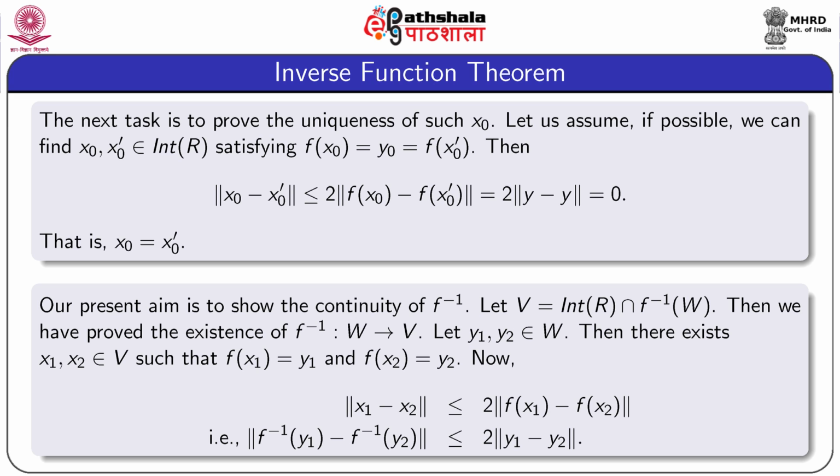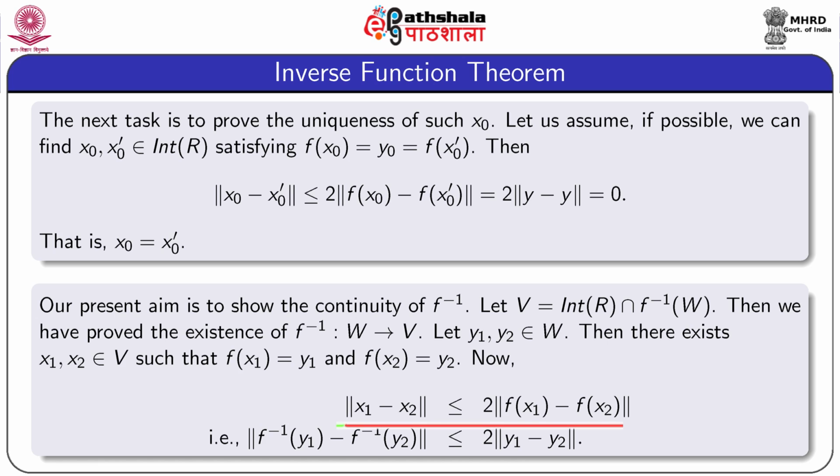Our next target is to show the continuity of f inverse. Let V equal the interior of R intersection f inverse of W. Then we have proved the existence of f inverse from W to V. Let y1 and y2 be arbitrarily chosen from W. So, there exist x1, x2 in V such that f(x1) equals y1 and f(x2) equals y2, and different y1 and y2 give different x1 and x2.